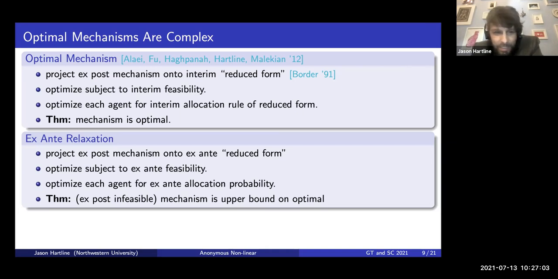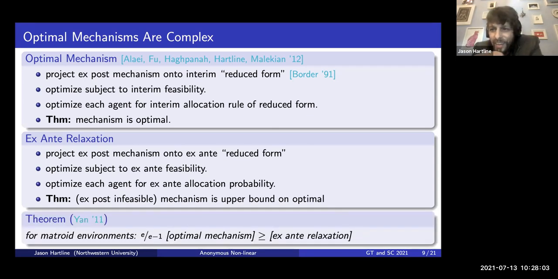And so this is going to be much easier to understand. We're going to be able to get a lot of mileage by understanding this ex ante relaxation. Okay, and the theorem that I wrote down here is sort of the obvious theorem. Well, look, I had an optimization problem of coming up with an optimal mechanism subject to ex post feasibility. I relaxed some constraints. So the optimal solution to the relaxed problem can't be worse than the optimal solution to the original problem because the optimal solution to the original problem satisfies the constraints of the relaxed problem as well. So it was a valid solution. So the optimal solution to the relaxed problem is only better. The ex post infeasible mechanism that solves the ex ante relaxation problem is an upper bound on the optimal solution for the ex post feasible optimization question.